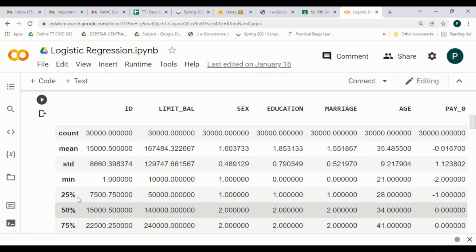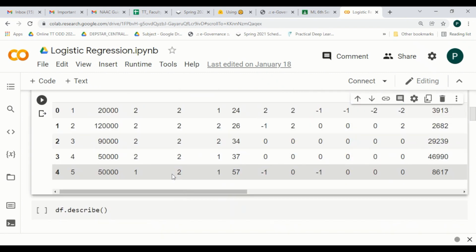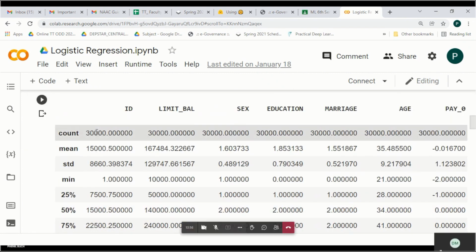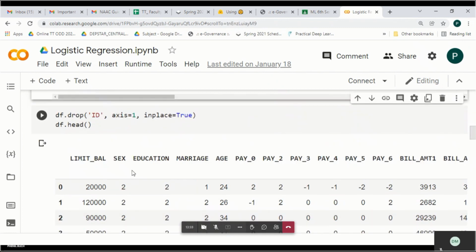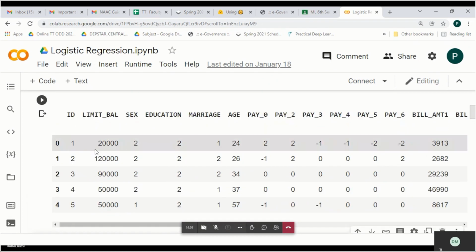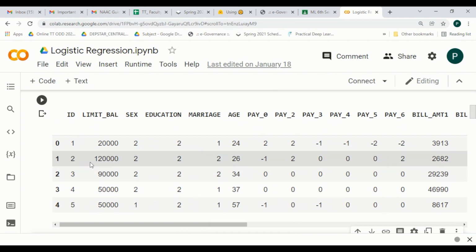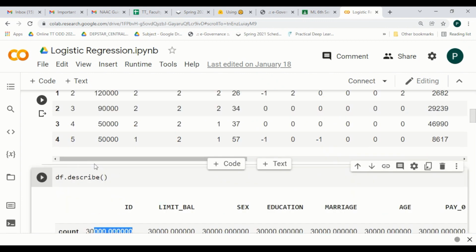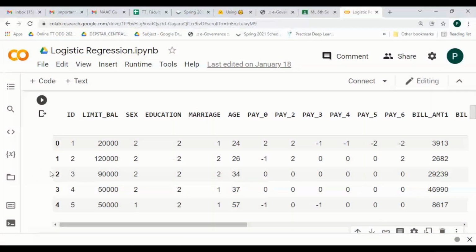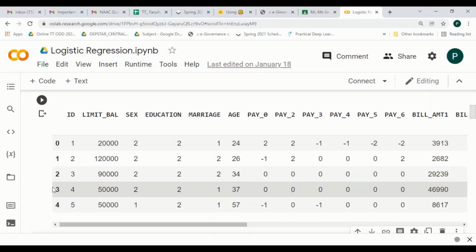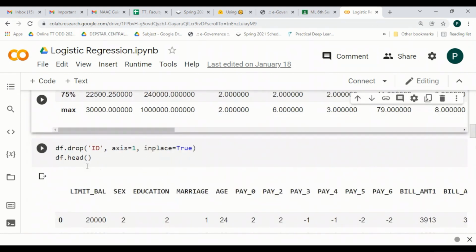There are 30,000 rows in this particular data set. So the count is 30,000. Then I dropped the ID because ID is not necessary to predict whether a client will default or not. So it cannot be used to predict classification of a category. Therefore, I dropped it.